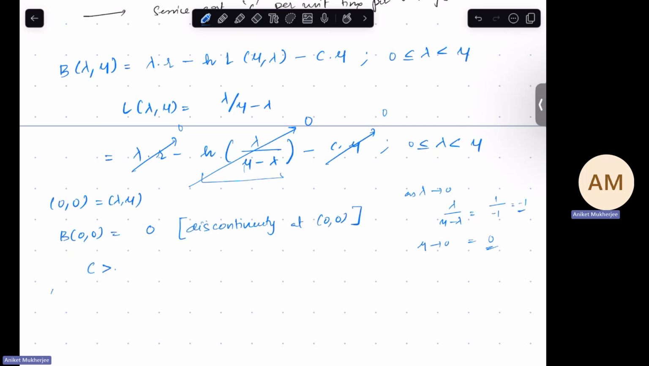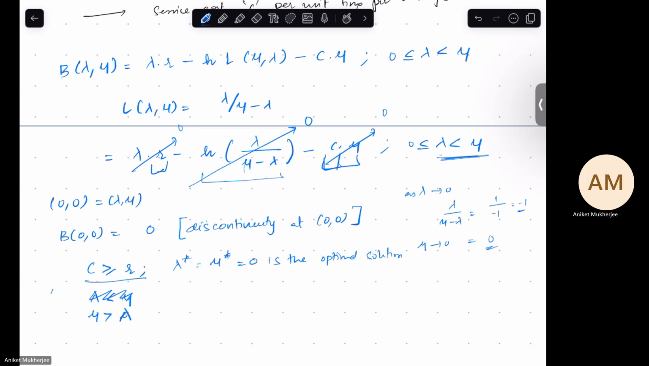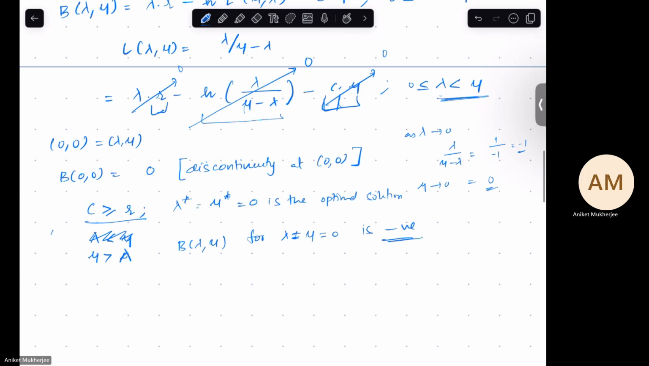So if C is greater than or equal to R, then lambda star equal to mu star equal to 0 is the optimal solution. Because if you give any positive value to lambda and mu, and you have to satisfy the condition that lambda is less than or equal to mu, then you can see that lambda is less than mu and C is greater than R, mu is greater than lambda, then you can see that V of lambda, mu for lambda not equal to mu, for lambda equal to mu equal to 0 is negative, right?